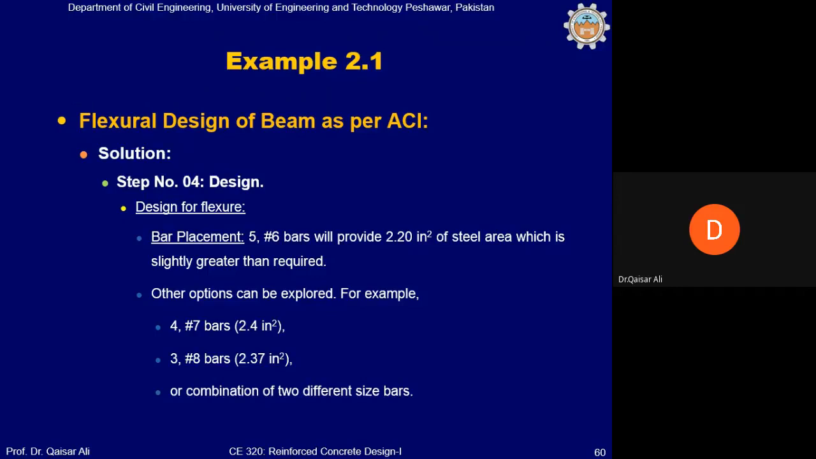Now you know the total area of steel required is 1.9 square inch. You can try using number 4 bar up to number 8 bars and tell me the number of bars for every case. You can discuss it among yourselves. It is very easy. Area of steel total is 1.96 square inch. Divide the total area of steel by the area of 1 bar and calculate the number of bars, starting from number 4 up to number 8.